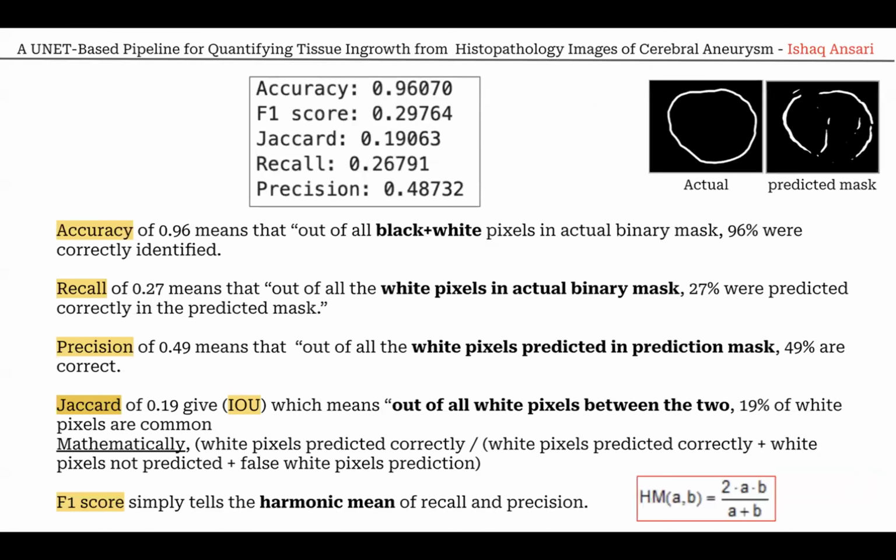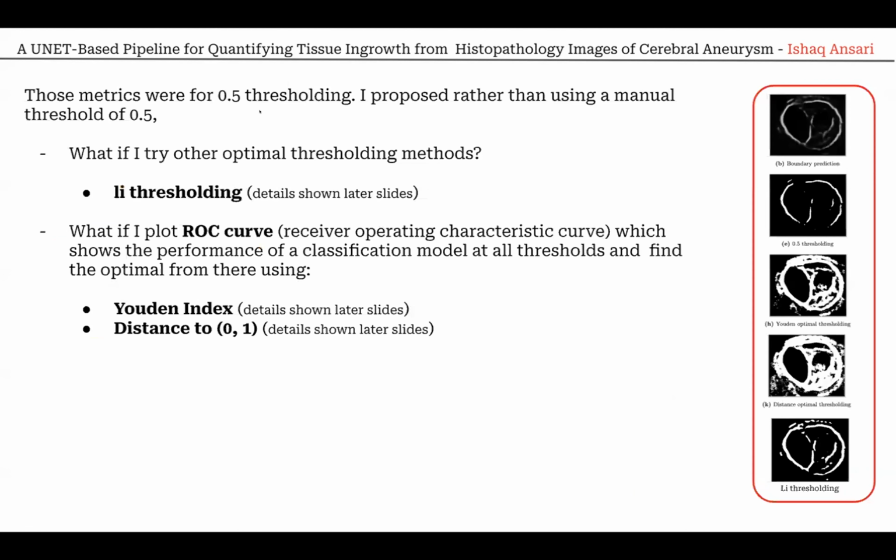So for those metrics that I showed, the accuracy was 0.9629, Jaccard 0.19, recall 0.26, and precision 4. These were all for 0.5 thresholding. So I proposed, rather than using a manual thresholding of 0.5, what if I try other thresholdings, such as Li thresholding? What if I plot the ROC curve and use the Youden index and distance to (0, 1) to find the optimal thresholding?